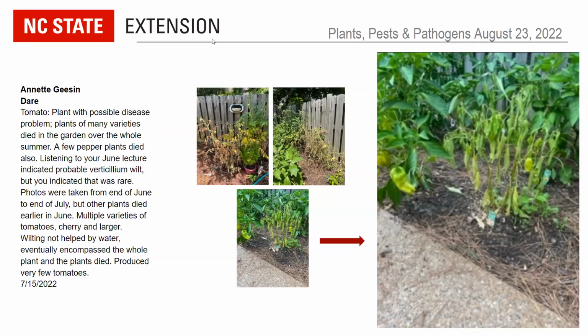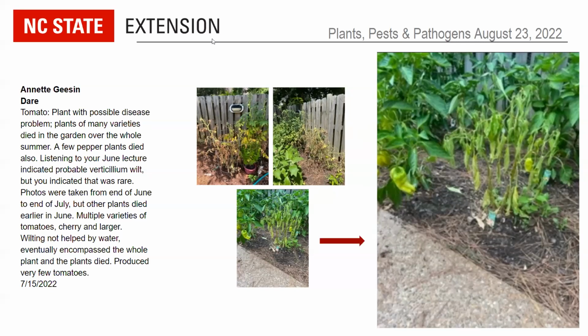Even then, it's rare. Photos were taken from end of June to end of July. Other plants died earlier in June. Multiple varieties of tomatoes, cherry and larger. Wilting not helped by water eventually encompassed the whole plant and the plants died, produced very few tomatoes.